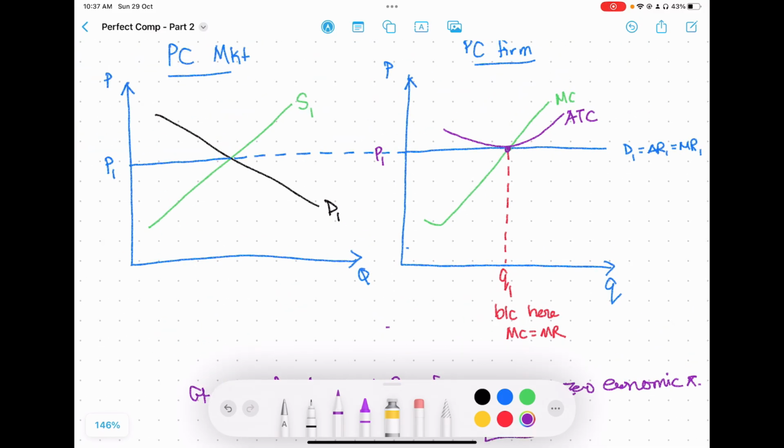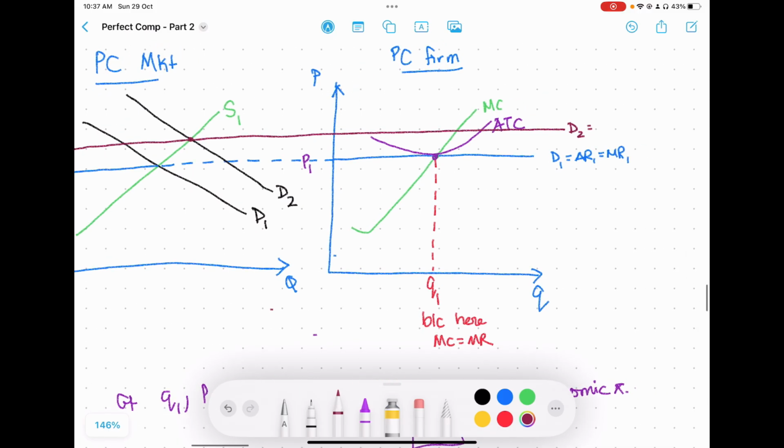Now, suddenly, let's say there's a shock in the market, and let's say all of a sudden demand just shoots up to D2. When demand shoots up to D2, we see that the price goes up to P2. We know that when demand goes up, it puts upward pressure on prices. We've done this before, so price goes up. Let's just trace it out here. And so this is D2 equals AR2 equals MR2.